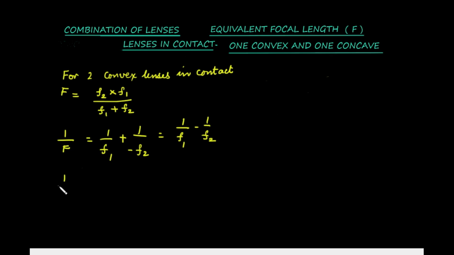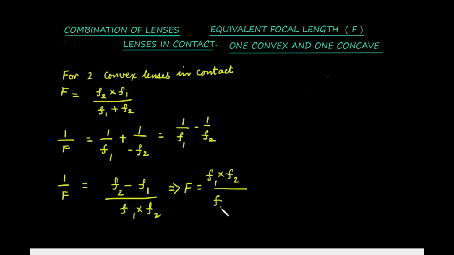This will be equal to 1 by f is equal to f2 minus f1 by f1 into f2. From this we get f is equal to f1 into f2 by f2 minus f1. This is the equation for calculating the effective focal length for a combination of one convex lens and one concave lens. Here three cases may be discussed.